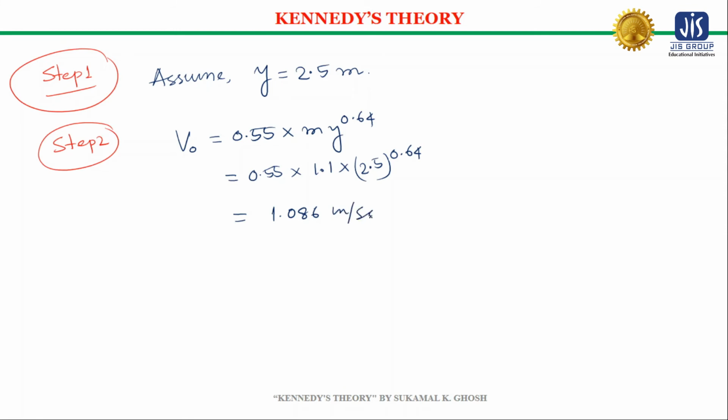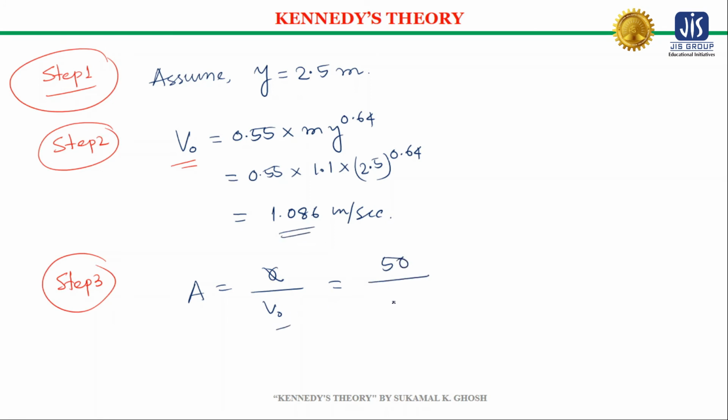So if you solve it, you will have 1.087 meter per second. Now we need to calculate the area using this V naught. So area is equal to Q divided by V naught. Q is 50 and this V naught we have just calculated is 1.086. If you solve it, you will have approximately 46 meters square. So the area that we have got from step 3 is 46 meters square.